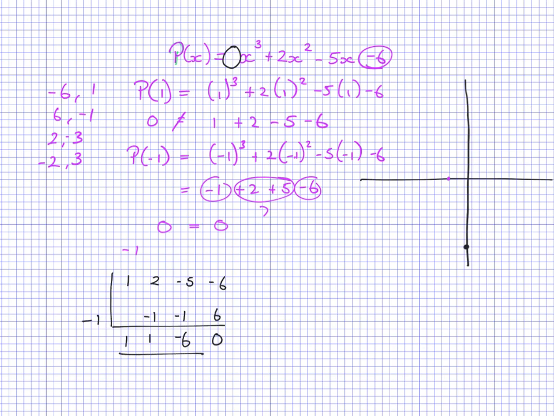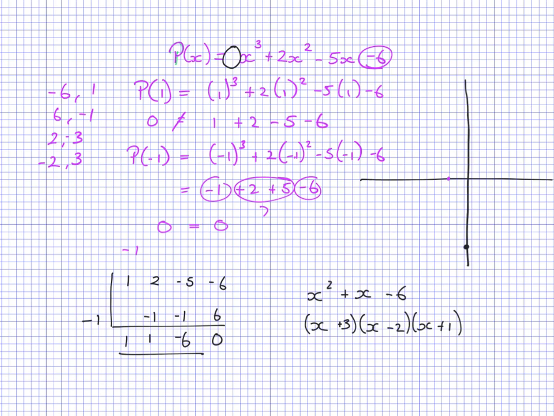So these are now the coefficients of my new polynomial with one power less, so it's x squared plus x minus 6. If I can factorize that, we'll have all our factors. So these are positive 3 and minus 2. Chuck the extra factor on the end that we already know, and there are our factors.